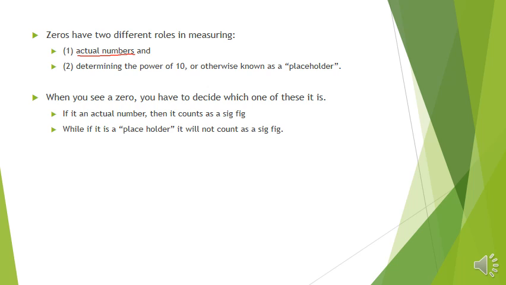So that's the first thing you've got to decide: is it an actual number or is it a placeholder? Whenever you see a 0, you have to decide which one of these it is. If it's an actual number, then it counts as a sig fig, while if it is a placeholder, it will not count as a sig fig. What I'm going to show you next are examples of both of these.